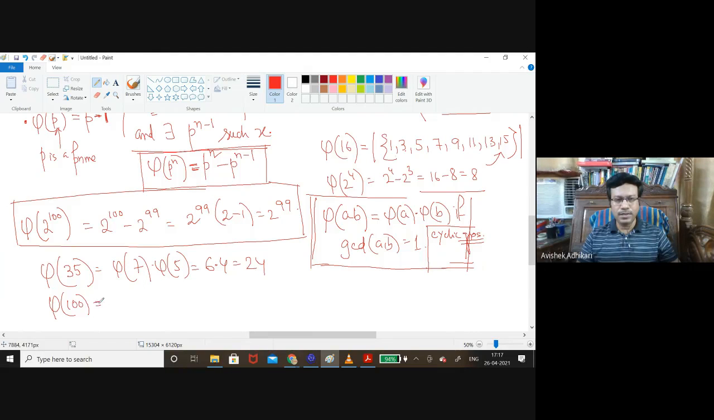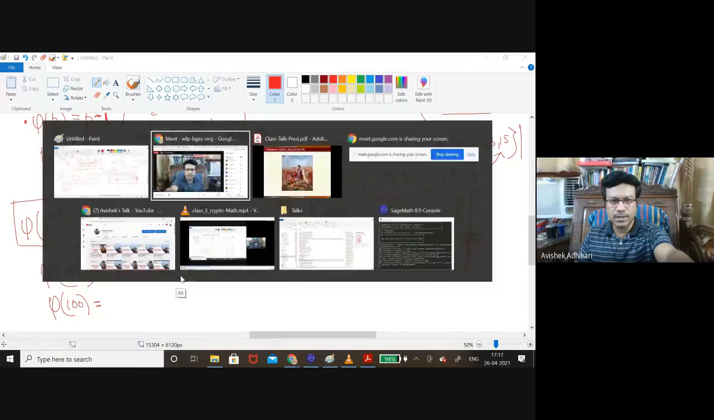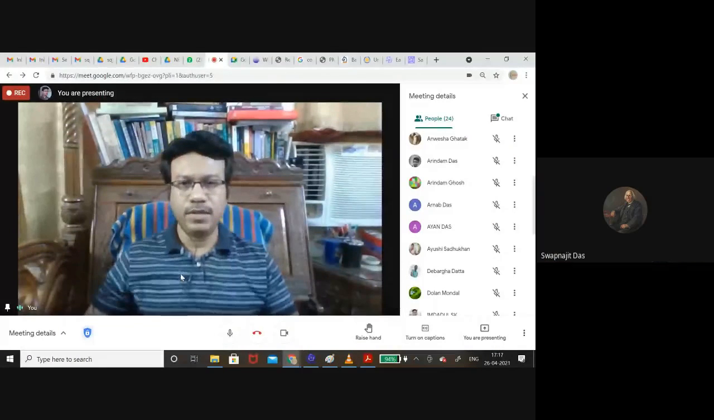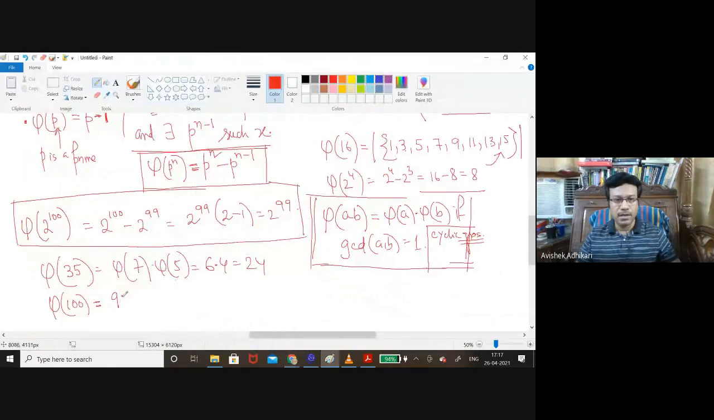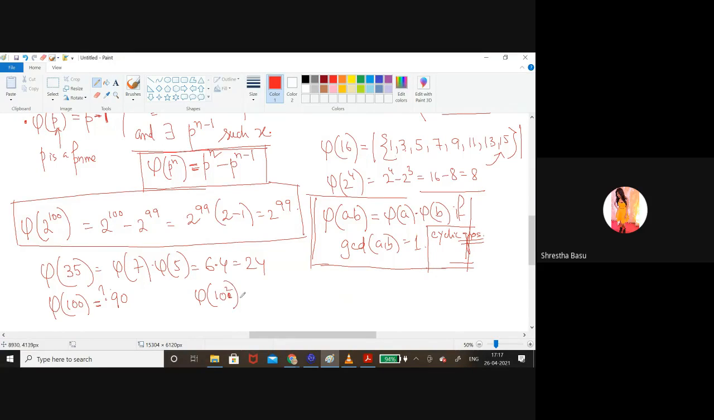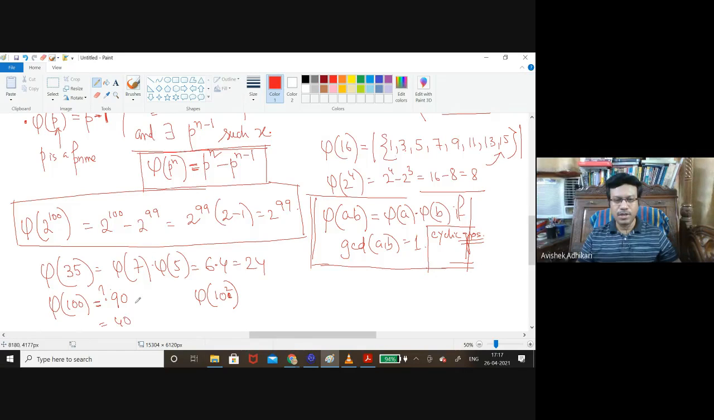Now can somebody tell me what is this value? Phi of 100 is how much? Quickly, let's see who gives the first answer. Phi of 100, tell me quickly. 90. Yes, okay, sir, let's see. How did you get this? Phi of, how did you get this? 10 squared. 10 square. And then somebody says 40. Okay, good. And then 10 square, then how did you use this? 10 square minus 10.